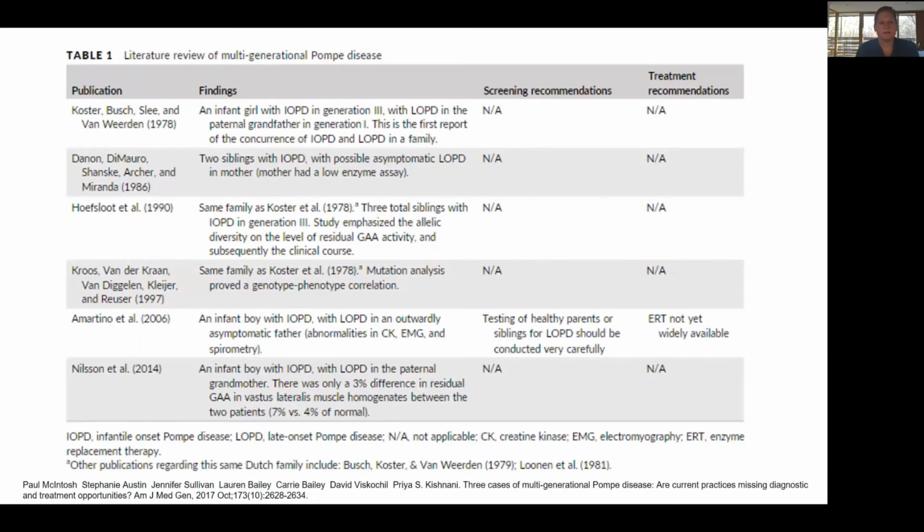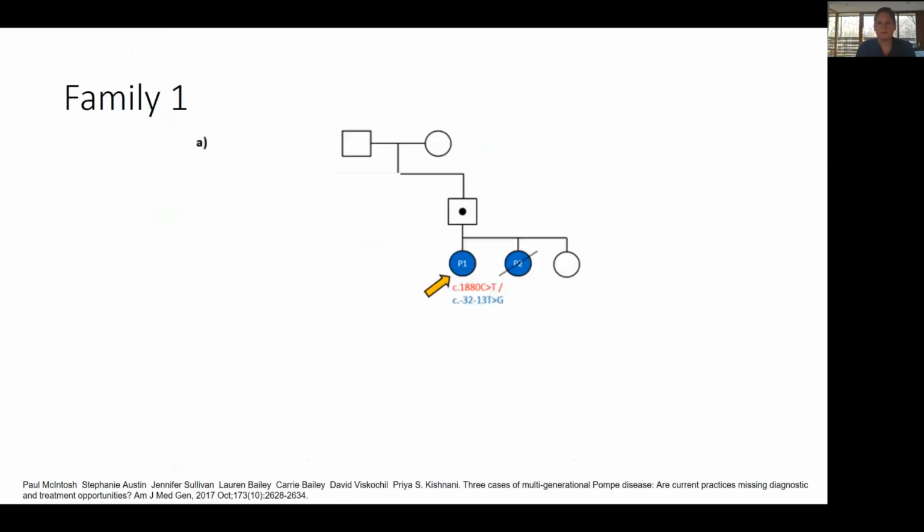So here, this is a literature review from this paper here that shows a few cases of multi-generational Pompe disease, where a child and an adult parent, or a child and maybe a grandparent within the same family, were diagnosed with Pompe. And I'll go through a couple cases here.